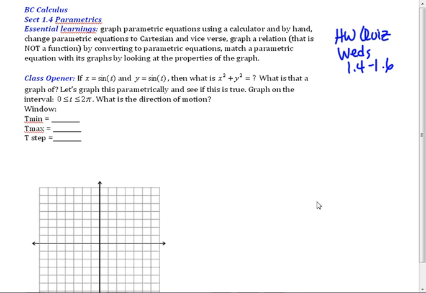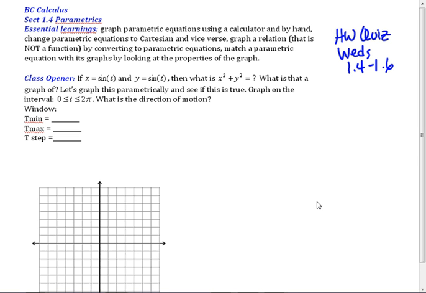Okay. Our essential learning is to graph parametric equations using a calculator and by hand. You need to be able to do both. Now, usually this is going to be in the calculator section of this test. But there's only 2 calculator problems, so maybe not. But they would give you an easy one like we just did. It wouldn't be terribly difficult. And you'd be able to change them to Cartesian equations and change Cartesian equations to parametrics. Graph a relation, not a function.